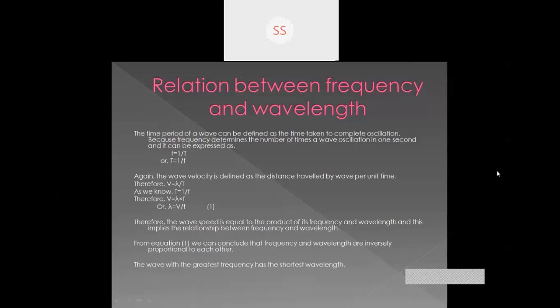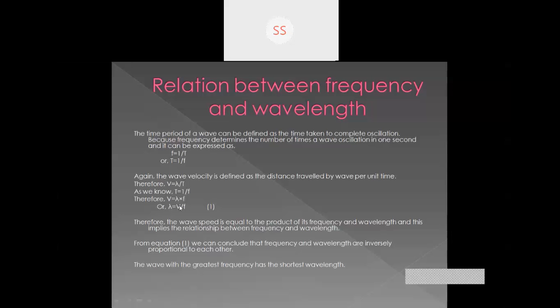Therefore wave speed is equal to the product of frequency and wavelength, and this implies the relationship between frequency and wavelength. From equation 1, we can conclude that frequency and wavelength are inversely proportional to each other. What do you mean by inversely proportional? If we take the velocity as unit velocity, we put the value of v as 1. So lambda equals 1 by f, which means they are inversely proportional to each other.